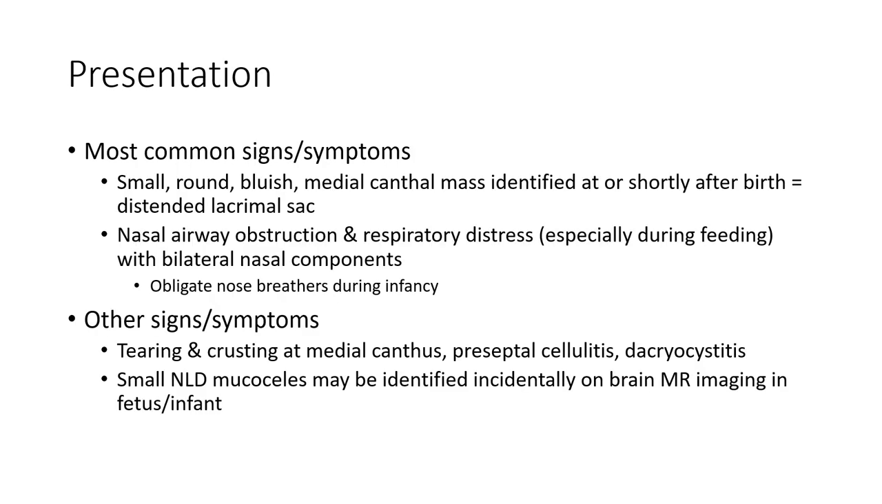Most common signs and symptoms: a small round bluish mass near the medial canthus, identified at birth or shortly after birth, with a distended lacrimal duct. Nasal airway obstruction and respiratory distress with bilateral nasal components, as the infant is an obligate nose breather. Other signs and symptoms: tearing, crusting, and medial canthal swelling. Finally, mucocele may be identified in the body of the lacrimal sac, imaging from head to head.